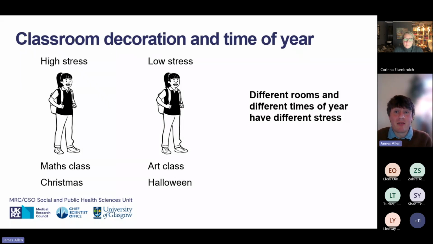Another thing that came up is classroom decoration and time of year. So this was really great information we got from the walking interviews, asking people to walk around the school and tell us about features. This often doesn't get included in agent-based models. The environment is often ignored or simplified. And we actually got really rich data about what people thought about different places and times of year.